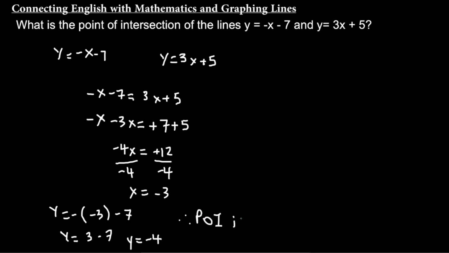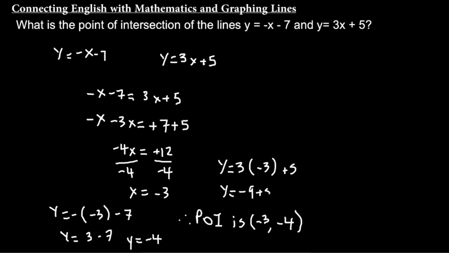Therefore, our point of intersection is negative 3, negative 4. Now, had we used the other equation, we should still get the same answer, negative 4, but let's test it out anyways. So y equals 3 bracket. So where the x is, we're going to insert negative 3 plus 5. From here, we have y equals 3 times negative 3 gives us negative 9 plus 5. Y equals negative 9 plus 5 gives us negative 4. Y equals negative 4.